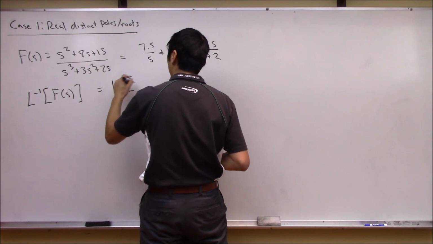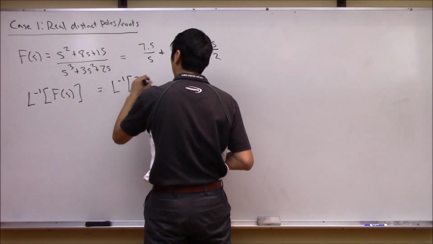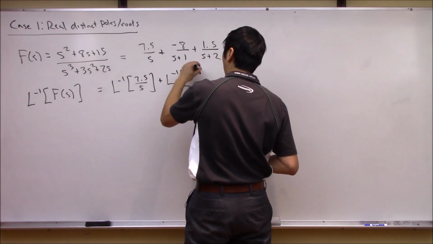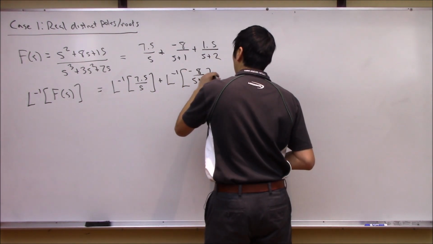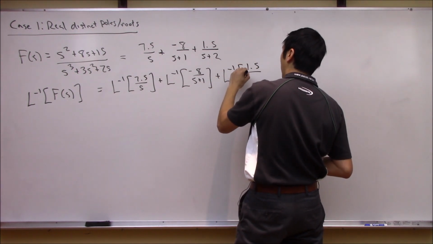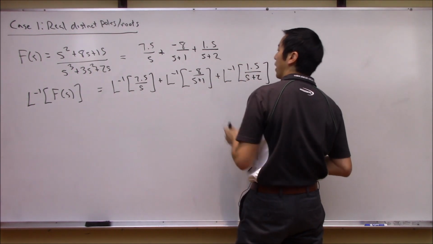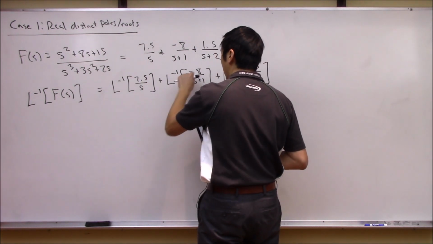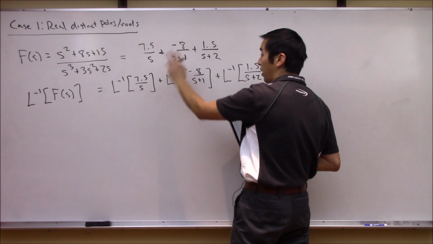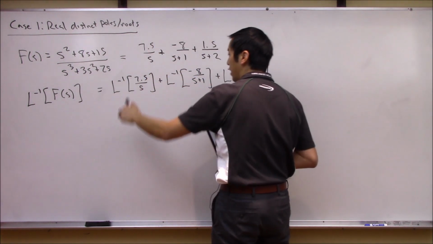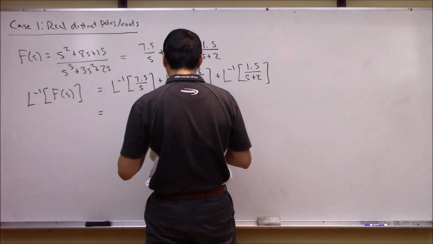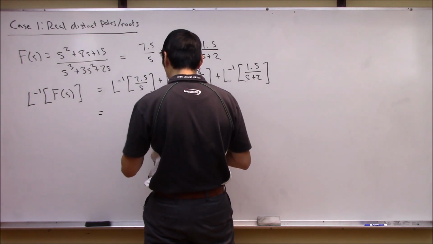The inverse Laplace transform of 7.5 over s plus the inverse Laplace transform of negative 8 over s plus 1 plus the inverse Laplace transform of 1.5 over s plus 2. Right? Okay, so again, these constants can come out, because we need to understand that this inverse Laplace transform operator was just an integral, right? So that can easily pop out of the integral, because it's not a function of the variable of integration, which was s in this case, right?